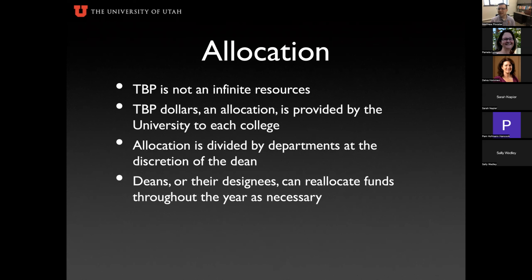So tuition benefit is not an infinite resource as it may have once been. Tuition benefit dollars are allocated by the university to each college. So tuition benefit is by college, not by department. And then it is at the dean's discretion how that will be divided among the different participating departments and programs in any given college. And as a note on that, whatever the semester starts on is not necessarily final. The dean or the dean's designee can reallocate that funding throughout the year as needed to rebalance as necessary.